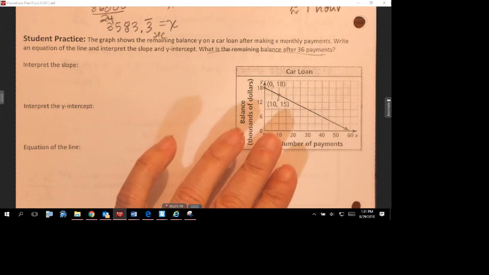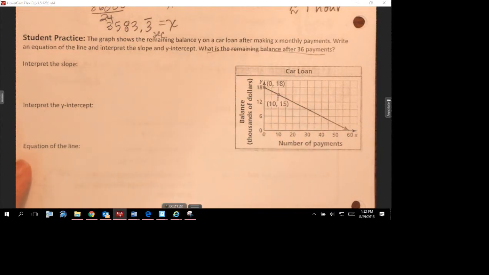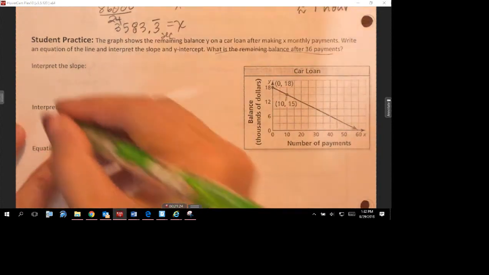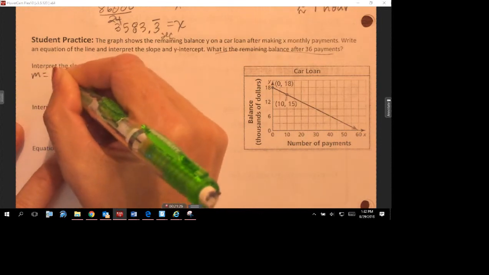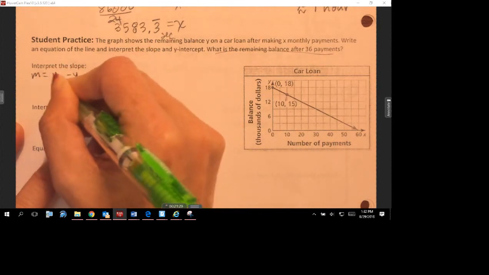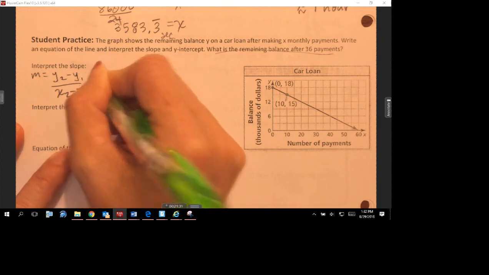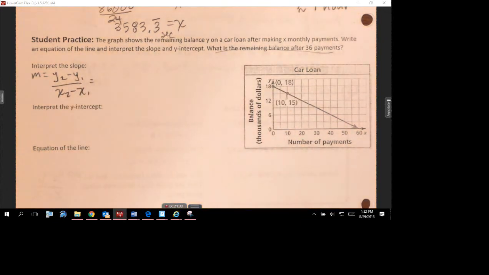Okay, so we're going to interpret the slope. First thing we need to do is find the slope. If you forget the formula, write it down every time. It's m equals y2 minus y1 over x2 minus x1. So we need two ordered pairs. Do we have two ordered pairs? Yes. When I find my slope, will it be negative or positive? Negative. How do you know? It's going down. So if you write a positive slope down, you've done something wrong.